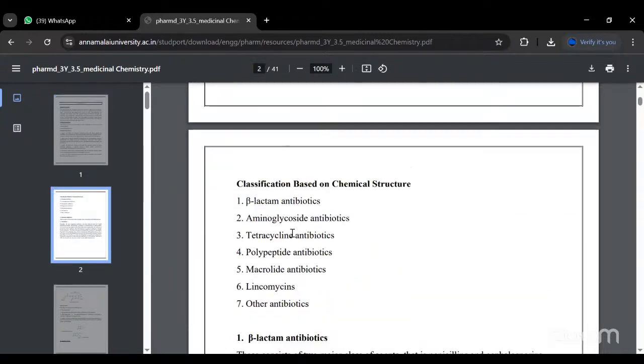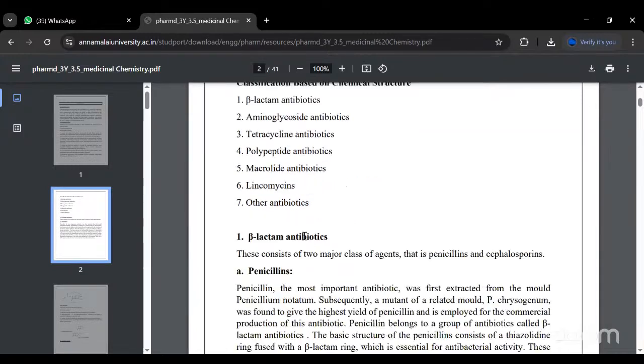The classification based on chemical structure. First one is the beta-lactam antibiotic. Second one, aminoglycoside antibiotic, tetracycline antibiotic, macrolide antibiotic, and other antibiotics. What are the beta-lactams?